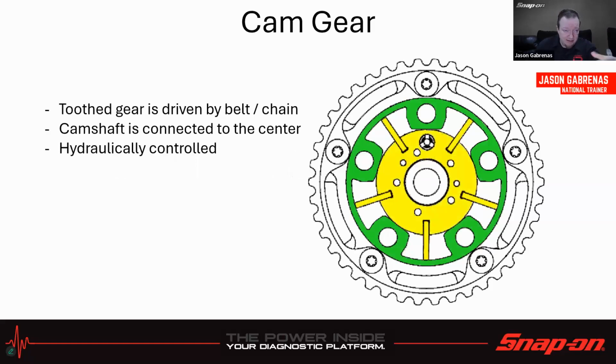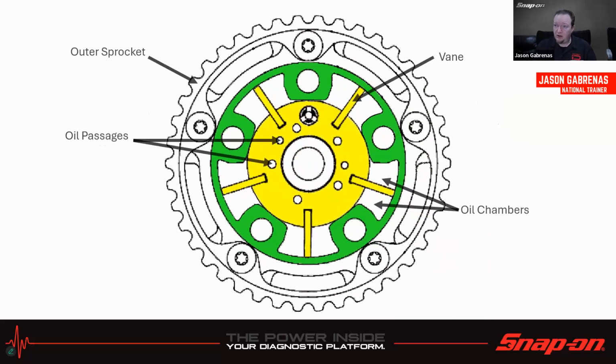So the cam gear is, like I said, where it all basically happens, and there's variables throughout how each manufacturer does it, but internally it's roughly going to be like this. So a tooth gear is driven by a belt or a chain, depends on the vehicle. Camshaft is going to be connected to the center, of course, and it's hydraulically controlled. So within this, we have the outer sprocket, of course, up here. Some oil passages internally to allow the oil to move throughout these passages in the oil chambers there. And we have the vanes to separate two sides of those oil chambers. And that's how we're going to advance and retard the timing.